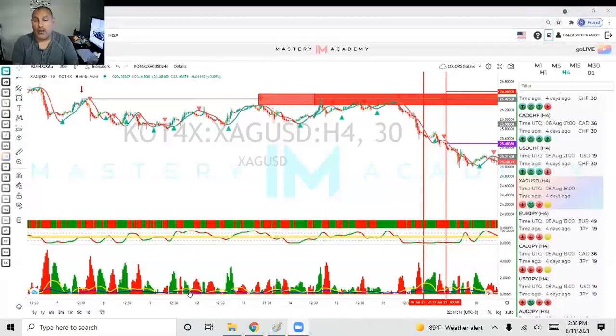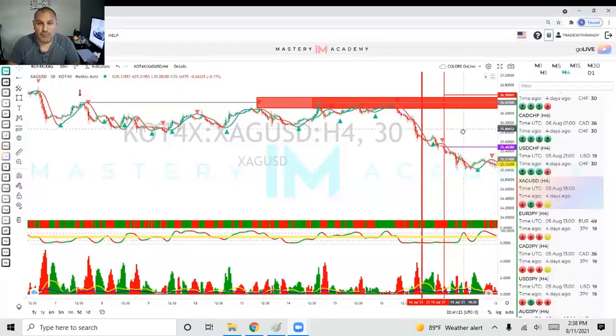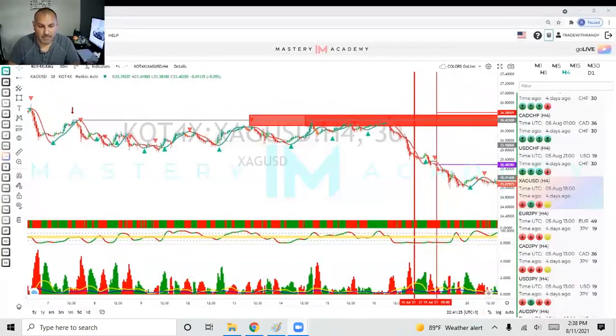So where do you put your stop loss? Right up here. You put your structure up here at the top, right above that red box. I drew a red horizontal line there. That's where my stop would be. And then I have my entry on the purple line. I find my next red triangle.